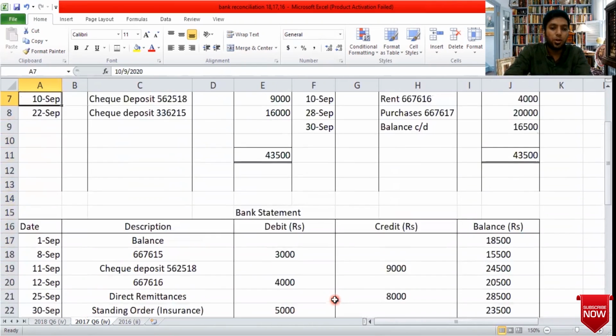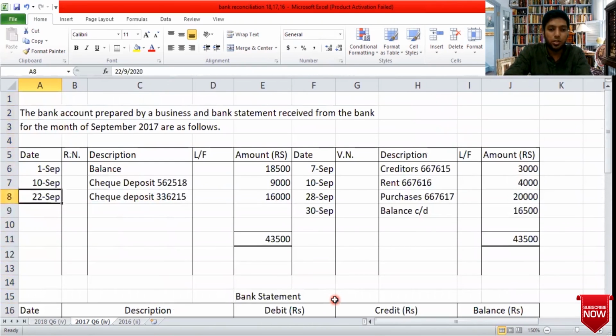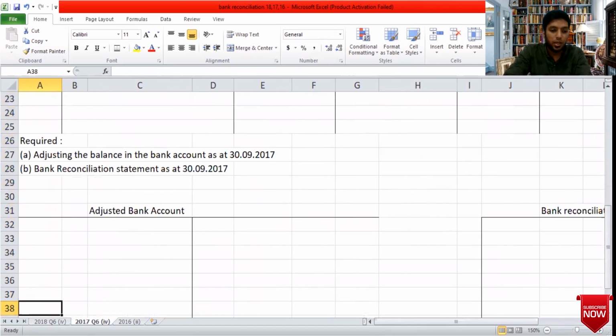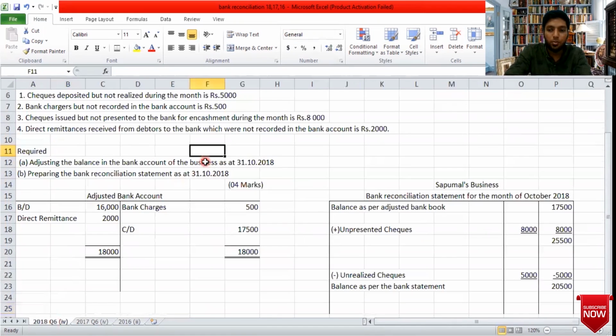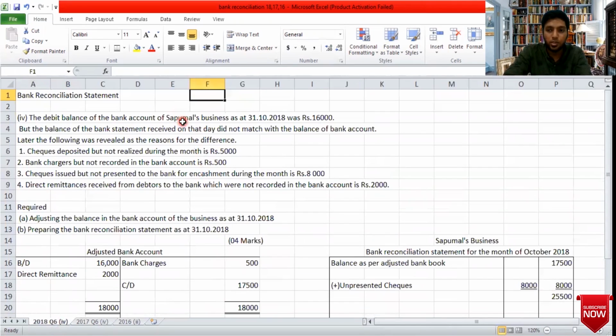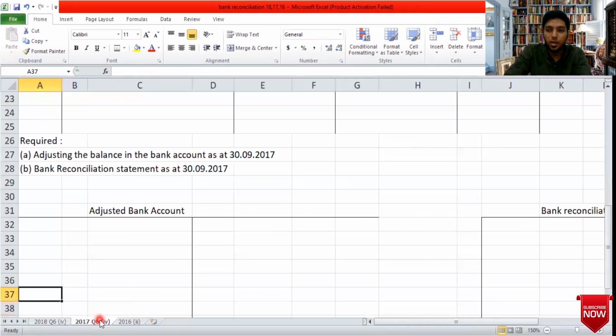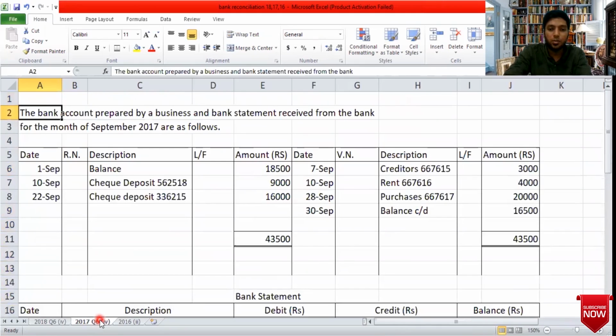So we're moving on to the next sum. Remember to put the business name like here on this whole sum. I have already written the business name. This was Sapuma's business, so I recorded here Sapuma's business. Now I'm going to move on to 2017. First of all, I need to see is there any business name.